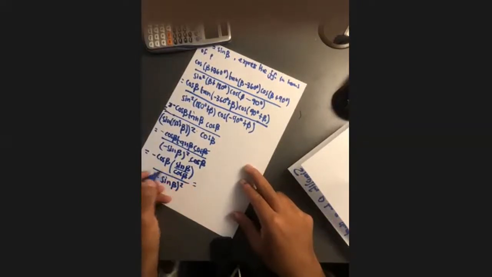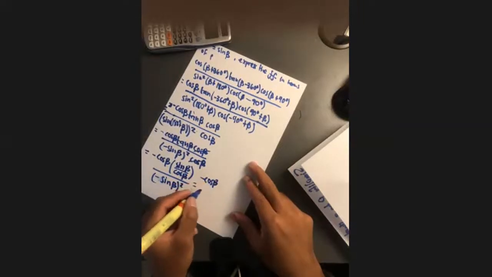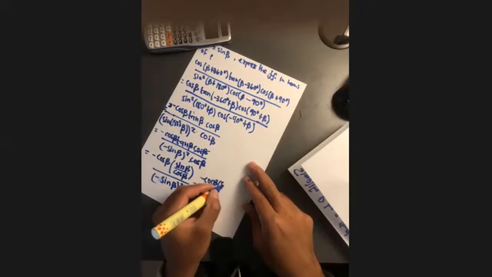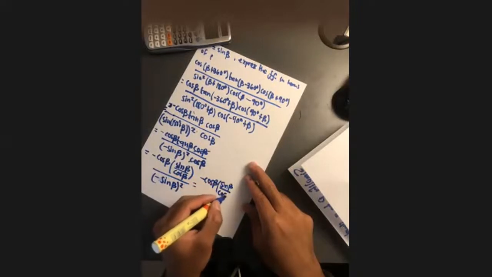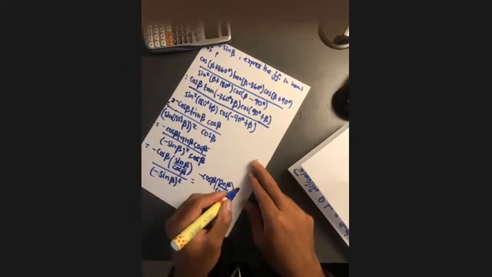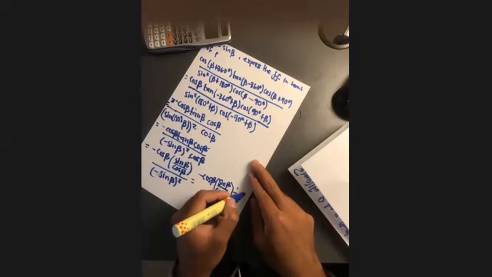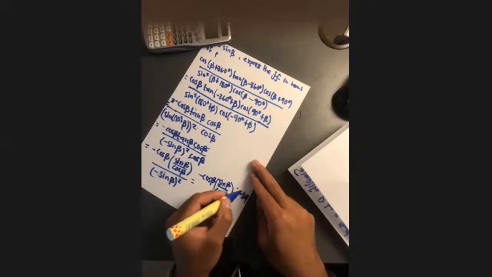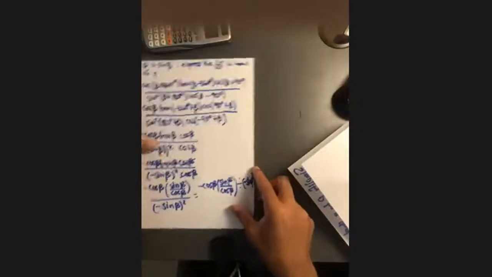sign here. So this can also be written as the cosine of b times the sine of b over the cosine of b, and then divided by minus sine of b all squared. Sorry about the space. So I'm going to continue on the next page.